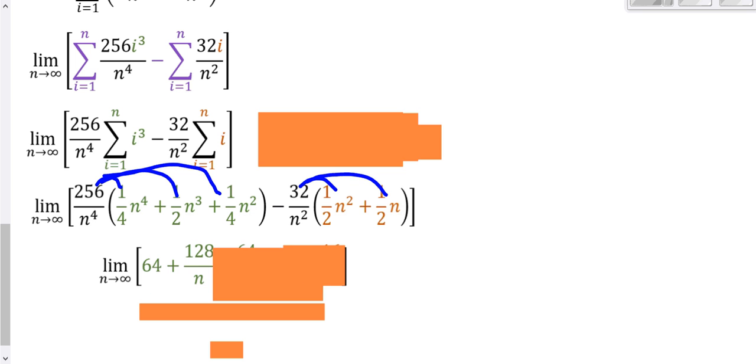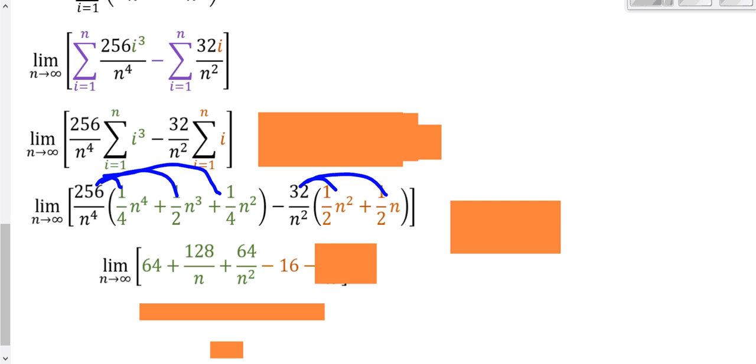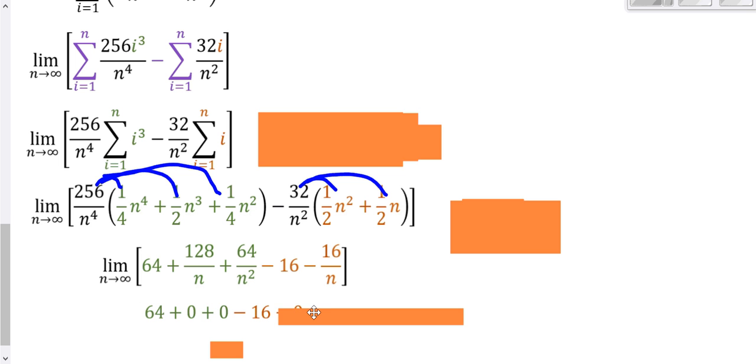Distribute through, distribute through, distribute through over here. And then you're looking at the sum of this with n going towards infinity. Well, anything that has an n in the bottom, because n's going towards infinity, getting really big, all those fractions go to 0. So it's 64 plus 0 plus 0 minus 16 minus 0, so we get 48.